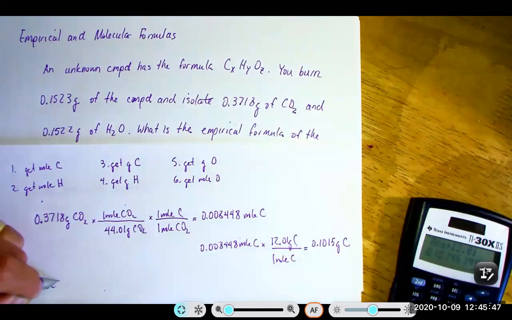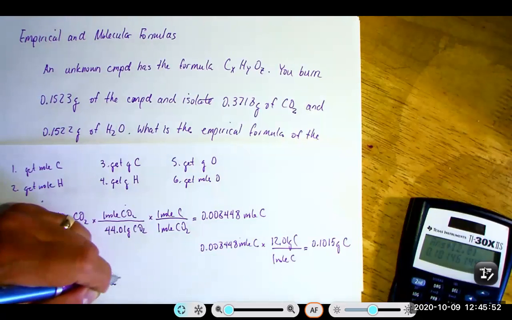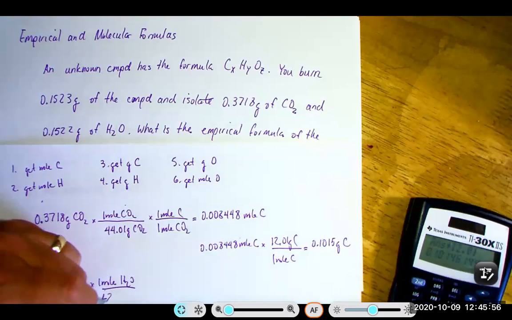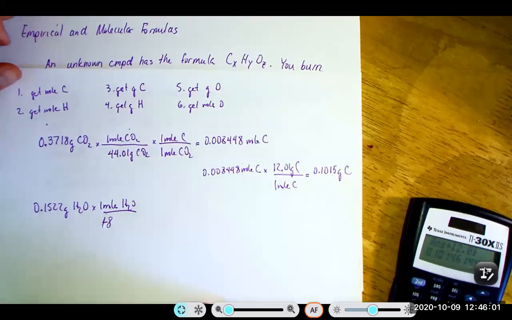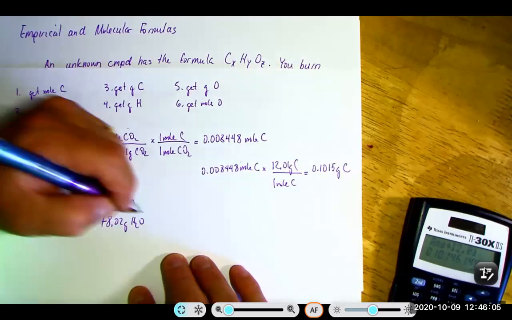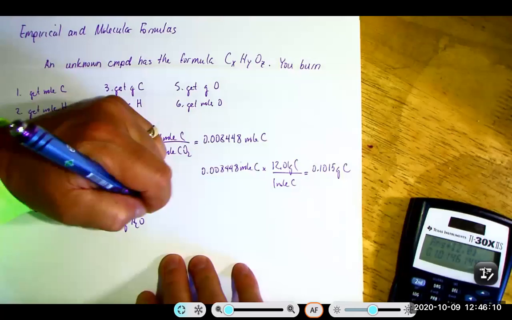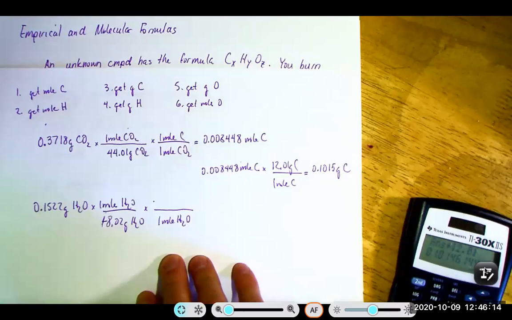And I'm going to take the 0.1522 grams of H2O times 1 mole of H2O per 18.02 grams of H2O. I'm going to move this up a little bit. Times how many moles of hydrogen for 1 H2O? How many moles of hydrogen? 2. Yep.